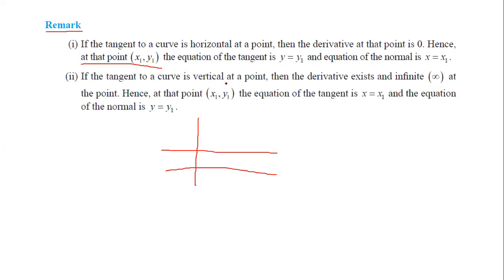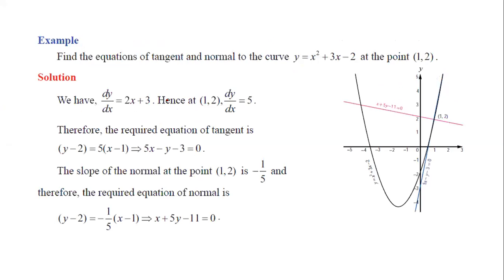If the tangent to the curve is vertical at the point, then the derivative tends to infinity at the point. Hence, at the point x1 comma y1, the equation of the tangent is x equal to x1. The equation of the normal is y equal to y1. So it is quite the opposite of the first point. The first point is telling about the horizontal tangent at the point, and the second one is the vertical tangent at the point.